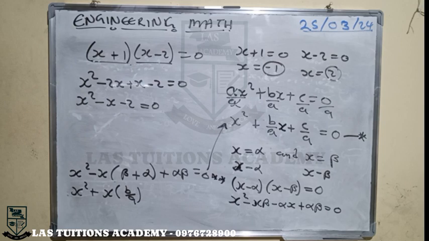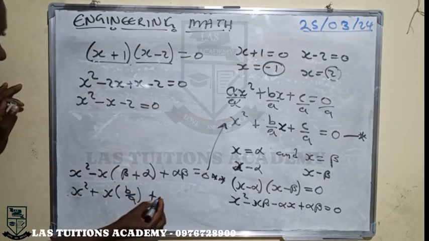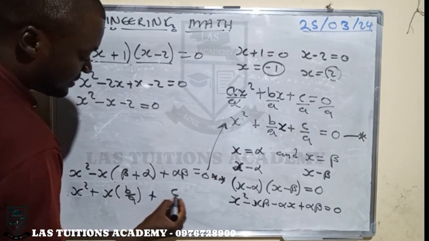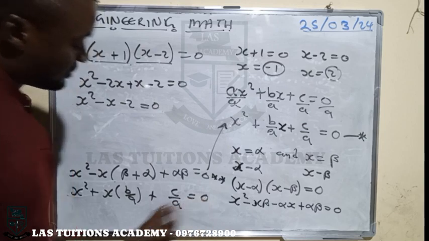Okay, then plus, then here we have c over a. C over a is equal to 0. Okay, so that's what we have there.